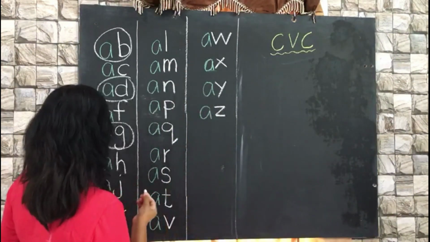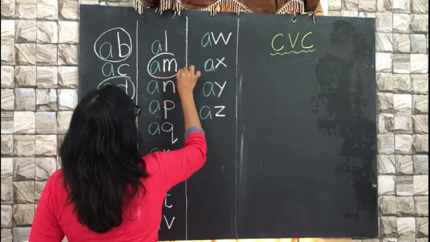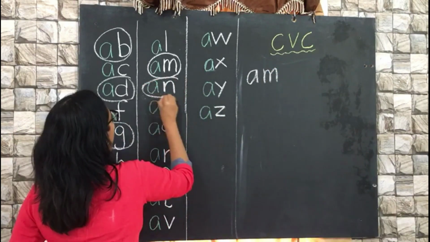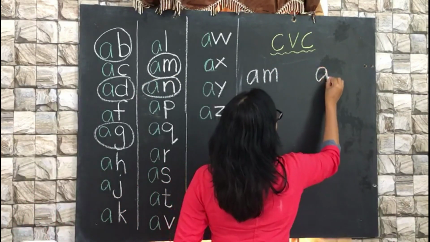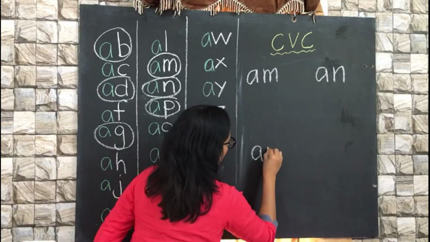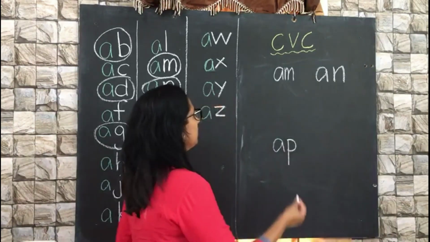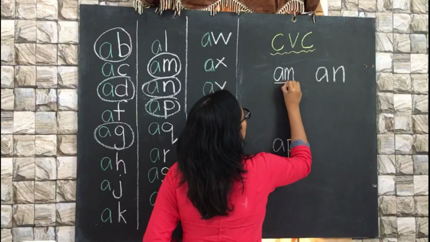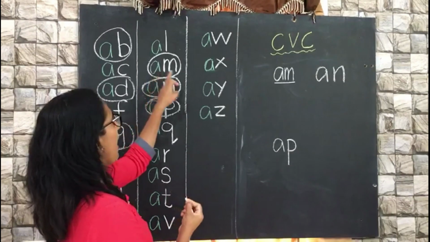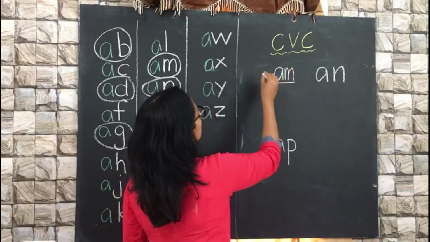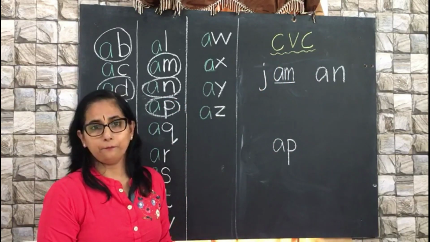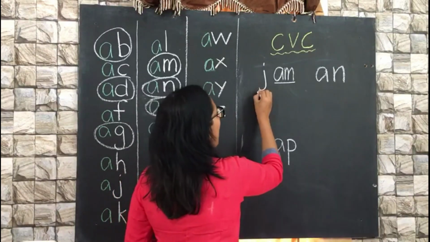The next vowel and consonant blend I'm going to use is am. Now ask your child to join the letters together, vowel and consonant together. Am. Now I'm going to join a consonant along with this. J, am. Jam.